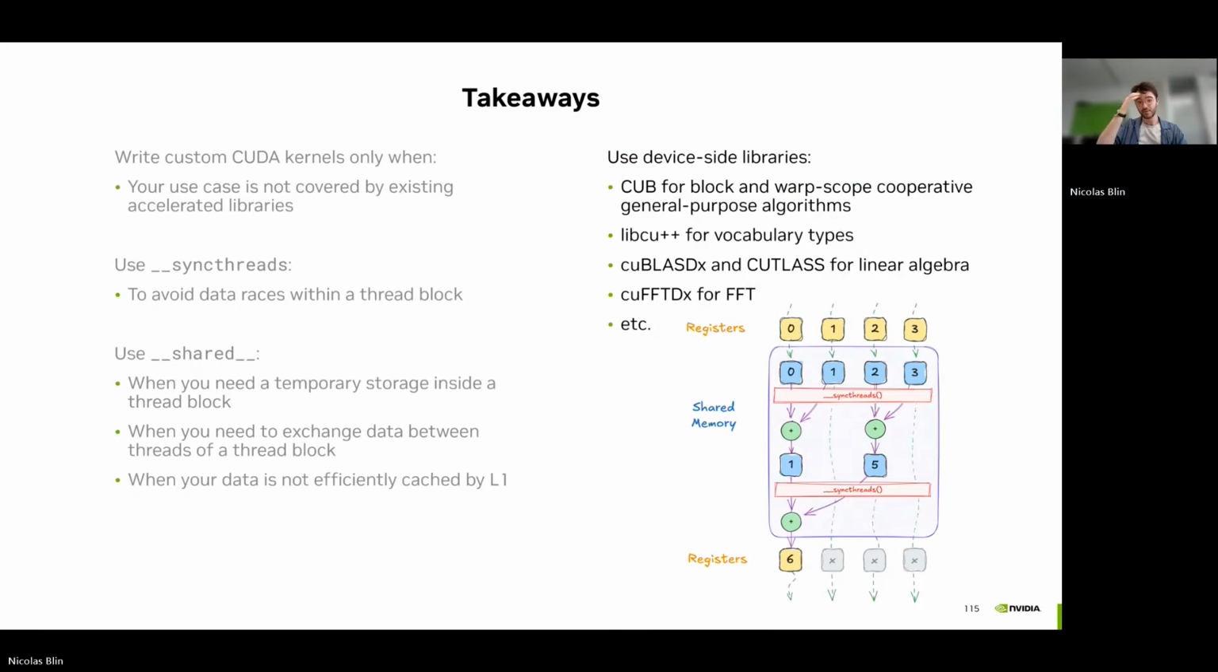And when you're authoring a kernel, we still have libraries that can help you that are available directly on the device side. So we have CUB that offers cooperative algorithms that work at the block or at the warp level, like we have seen the block histogram or the block reduce. We also have this for other more specific libraries, like we have cuBLASDx for linear algebra, or even cuFFTDx for Fourier transformation.